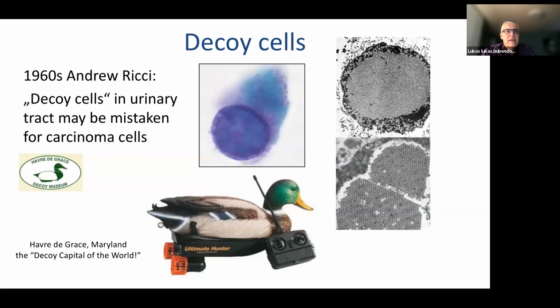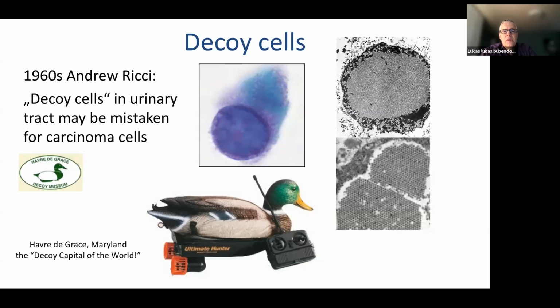Some words about the decoy cells. They were first described over 50 years ago by a technician in Dr. Leopold Koss's lab, Andrew Ritchie, and he recognized that these decoy cells can be mistaken for carcinoma cells. Probably he mistook them himself, and I'm sure many of you have had similar thoughts when you looked at these cells for the first time. In fact, it's just nuclei filled with viral DNA.